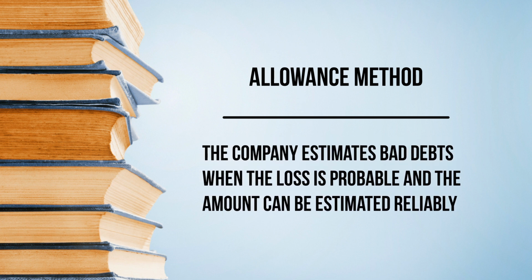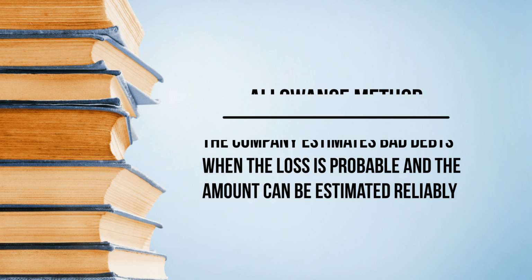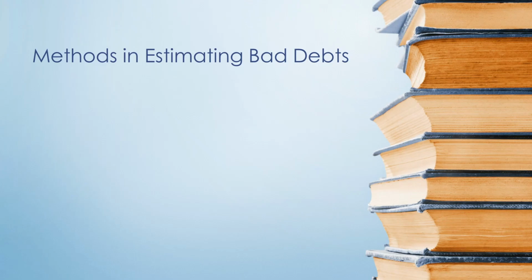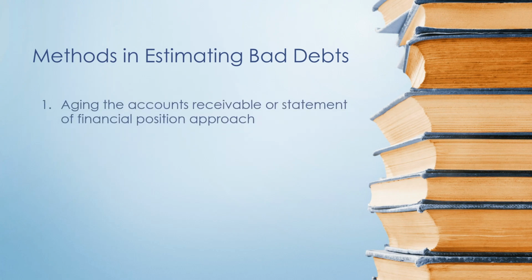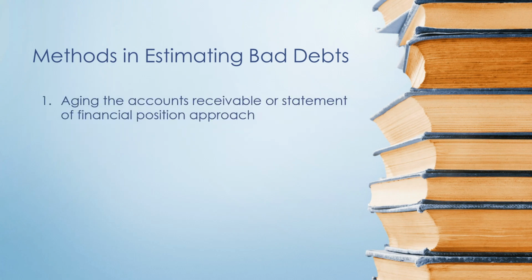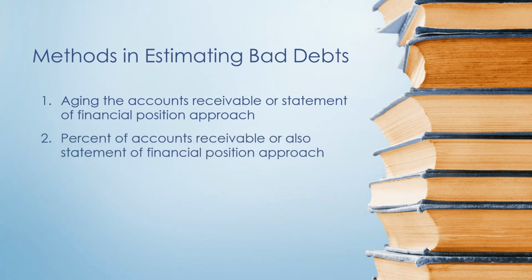Unlike in the allowance method, the company estimates bad debts expense when the loss is probable and the amount can be estimated reliably. There are three methods in estimating bad debts under the allowance method. The first is the aging of accounts receivable, or the statement of financial position approach. The second is the percentage of accounts receivable, also the statement of financial position approach.